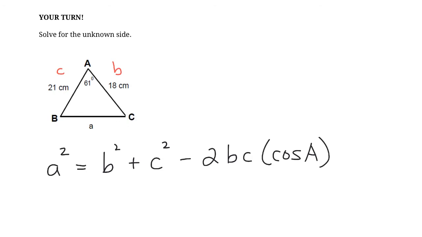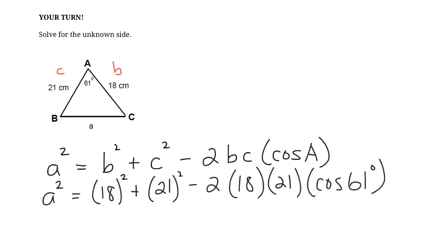Because we are asked to solve for side A, I know that my cosine law equation must start with lowercase letter a. So I have a squared equals b squared plus c squared minus 2 multiplied by b multiplied by c multiplied by the cosine of angle A. You know that you have built your equation properly if your equation starts with a lowercase letter a and ends with an uppercase letter A.